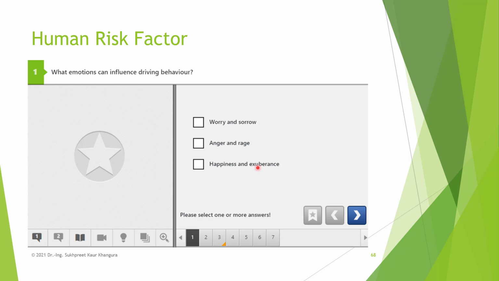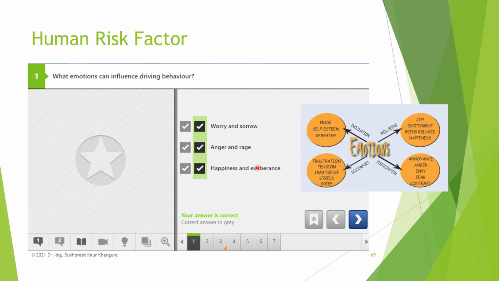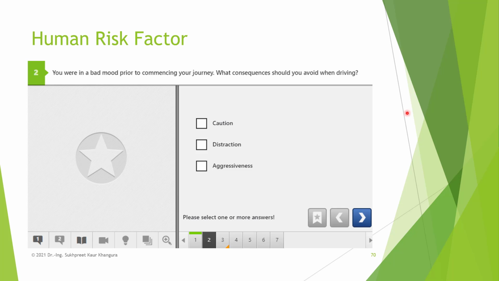So it's very important to know that whenever you are feeling any such kind of emotions, it's not a good idea to drive. Here's the answer. Here's the snapshot for more explanation.